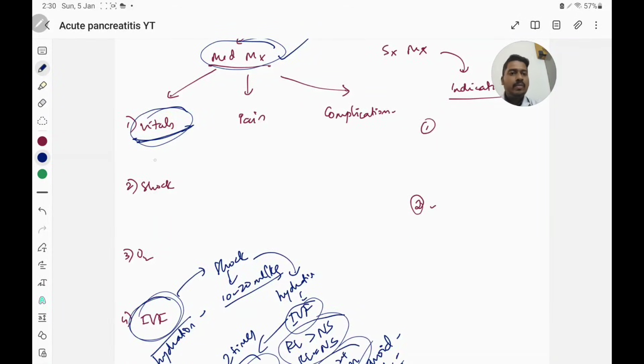So vitals, you'll be monitoring vitals regularly. You'll be doing ABG also, okay. You'll be putting the patient on O2, okay. Oxygen is important. And then you will also monitor the patient for shock, and if shock is there, you will be treating it with a 10 to 20 ml per kg bolus also, okay.